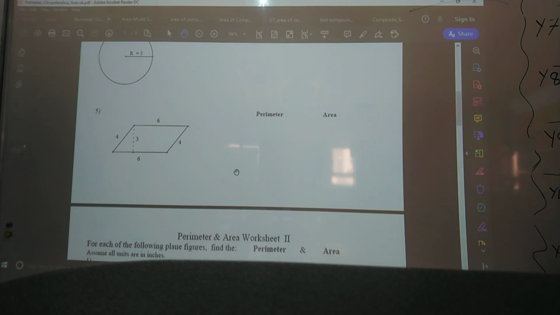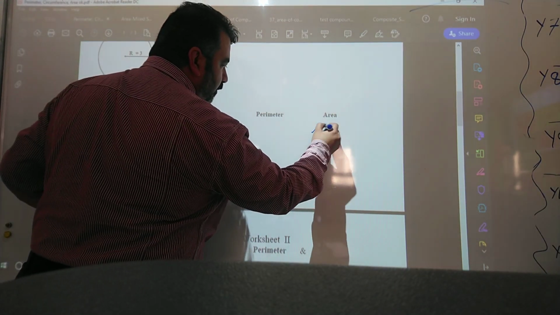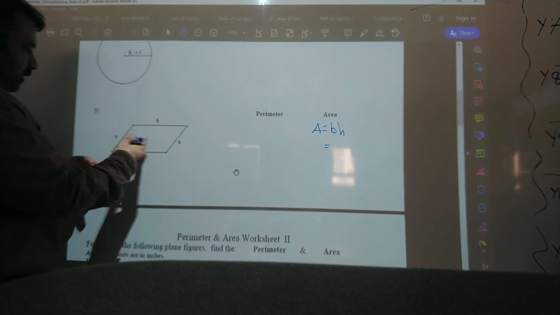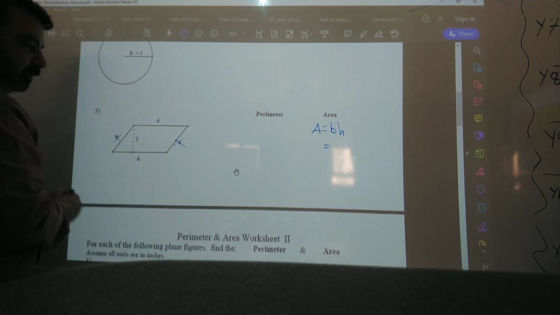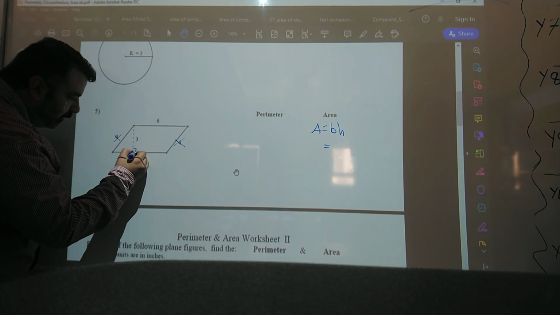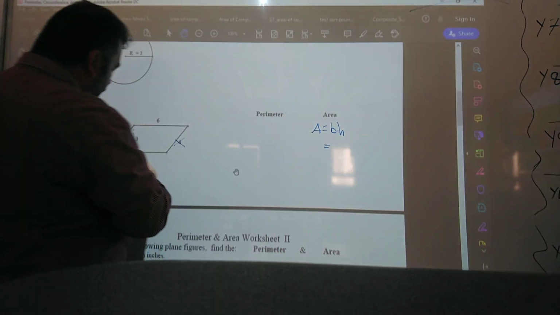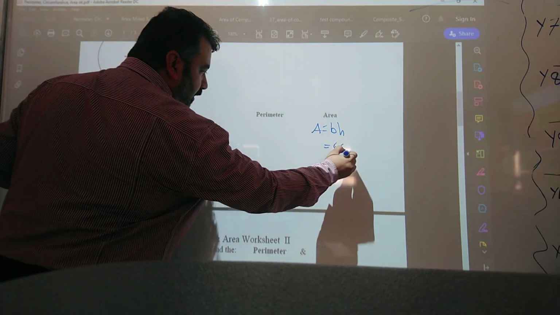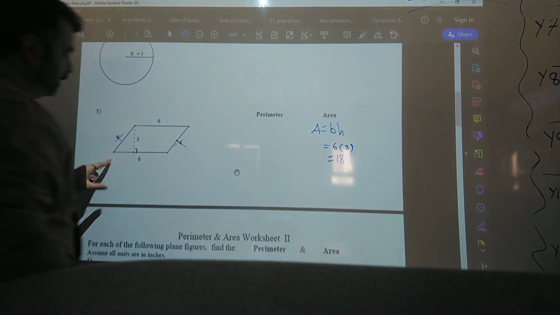Now the last one is the parallelogram. Now how to find the area of the parallelogram? It's easy. It's exactly the same as the rectangle. Now, still, area equal to base times height. So look at the height. Well, this is not the height. This is not the height. The height should be perpendicular on the base. So, how much is the base? 6. How much is the height? 3. So the answer would be 18.